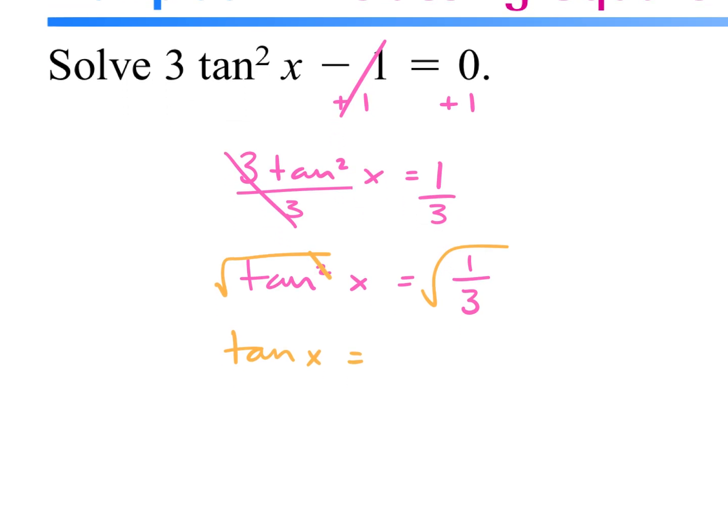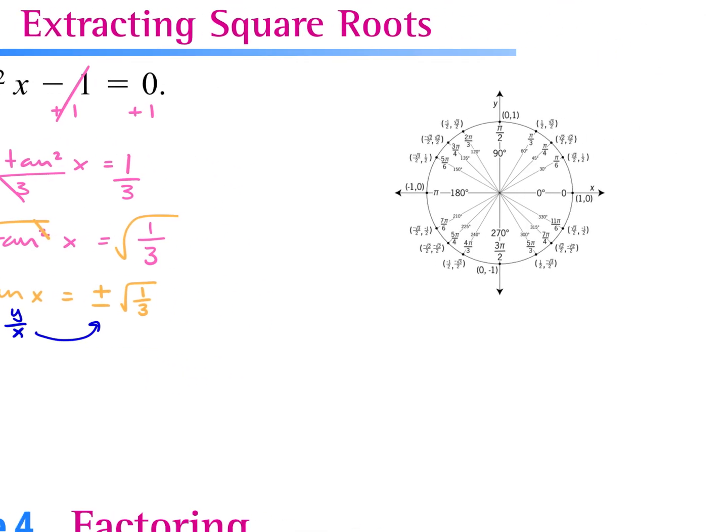What do we have to remember to do when we take the square root of both sides? Plus or minus square root 1/3. Now tangent, we have to look at what on our unit circle? Y over x. So it's not as easy as just looking at our unit circle. We got to do some math when we look at the unit circle. I want to see where y over x is the square root of 1/3. So let's go to our unit circle.